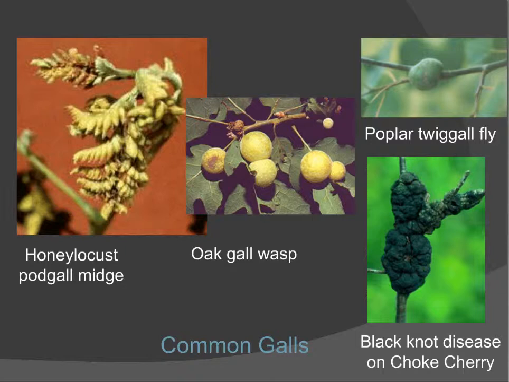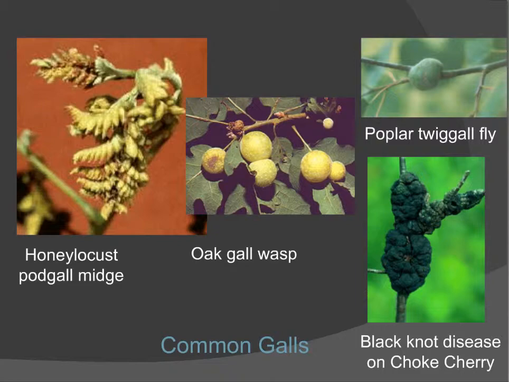Some common galls include the honey locust pod gall midge. This is a small aphid-like insect that creates a gall with the leaves, so you've got these little pods on your honey locust. Oak gall wasp, you get the little balls on the leaves and the twigs. Poplar twig gall fly, generally on poplars, get this round sort of growth on the branches and the twigs. All three of those are insect related, and then the black knot disease on chokecherry is a disease, so it's fungus related.